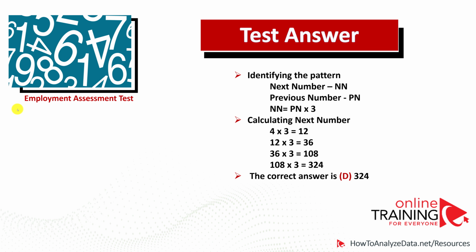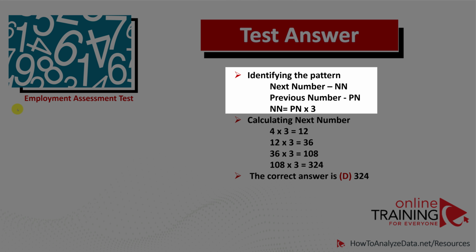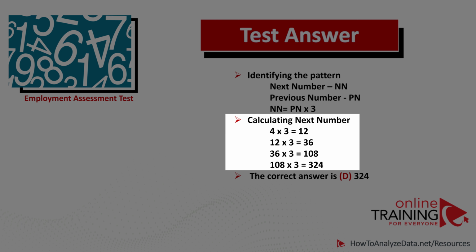As you might have figured, the formula to calculate the pattern is rather simple here. You calculate the next number as the previous number multiplied by 3. Let's calculate all numbers to make sure the pattern is correct.